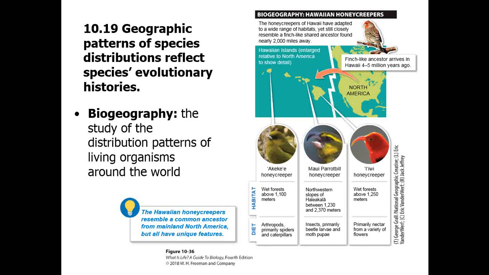And so honey creepers on Hawaii are pretty widely studied, as well as the finches on the Galapagos, because they're really widely adapted to a range of habitats, and they still look very much like their finch ancestor that is from 2,000 miles away. So probably what happened is we had a little population of finches that got blown over here. They were the first to arrive on the island, and because there was so much there to take advantage of, they were able to very quickly radiate into all those different niches.